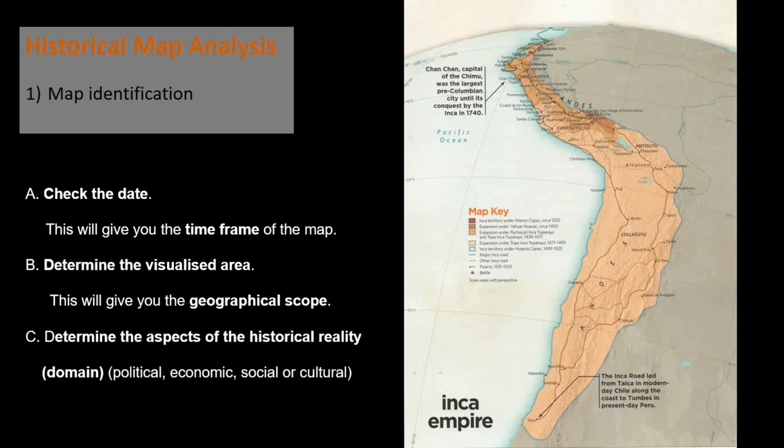Then, there's also a third aspect, of course, our domain. What does this map represent? What aspect of historical reality? Is it a political event? Is it an economic situation, a social event, or a cultural phenomenon?